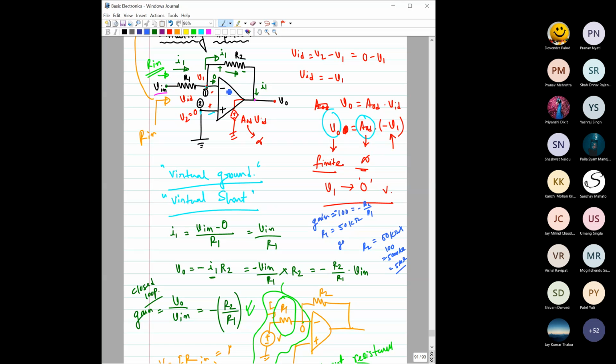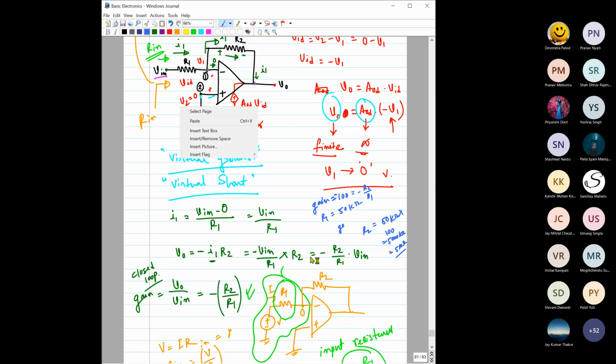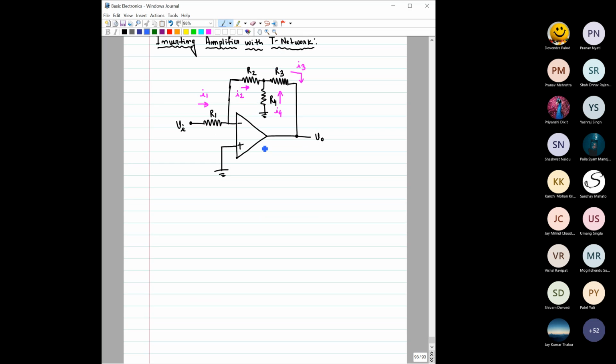So we will see that if we break this R2 into a T network, we don't have to go for that high value of R2, but can use smaller values of resistance and achieve a similar gain. We will discuss these things in the next class.